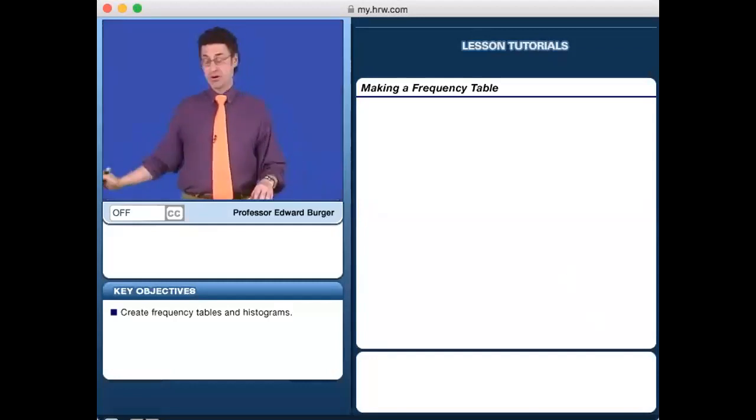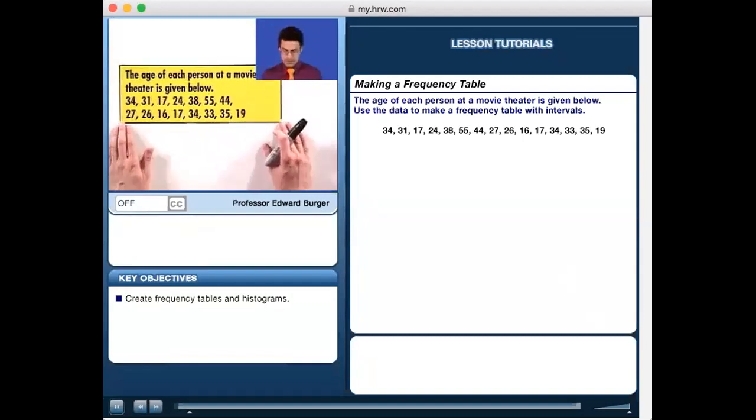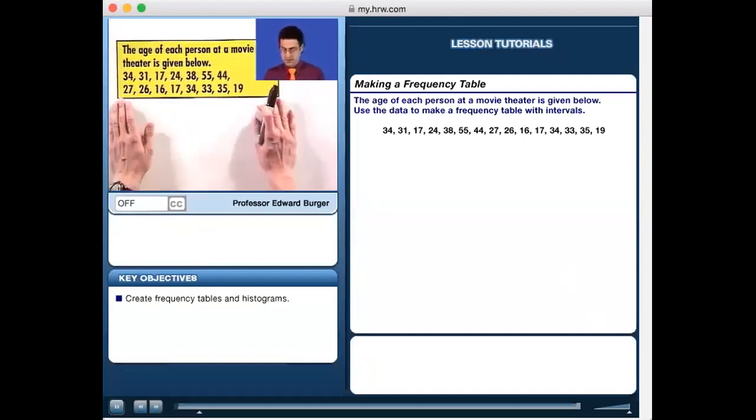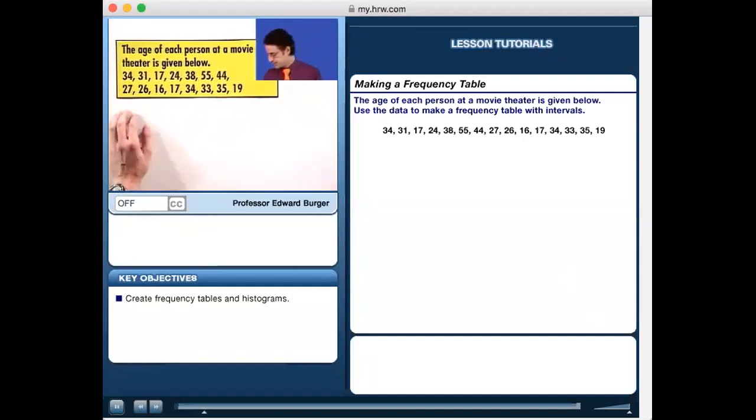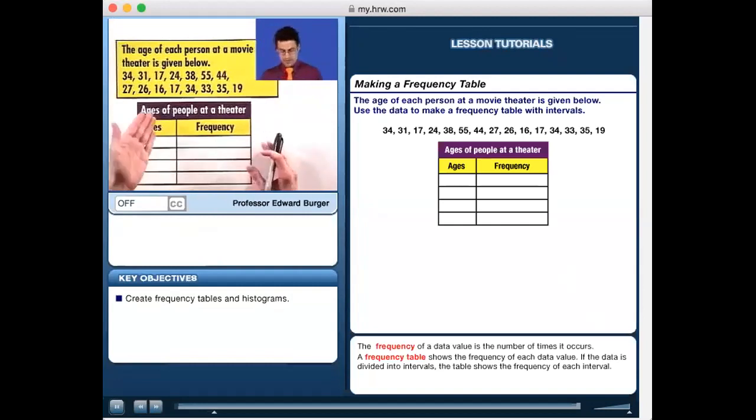All right, let's analyze some more data. Here's the age of each person at a movie theater. What I want us to do is figure out what's going on here in terms of the clustering. Well, I could make a table of the various intervals of ages and frequency. The hard part is to figure out what are the appropriate intervals, so you have to actually look at the data and see.